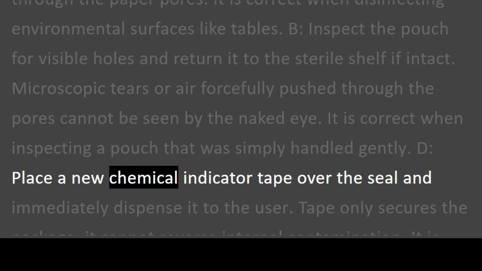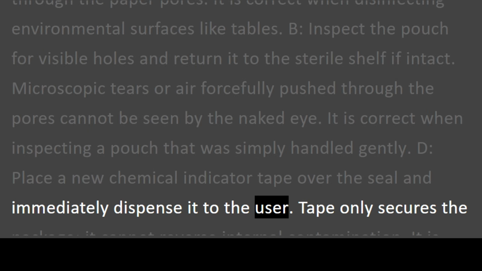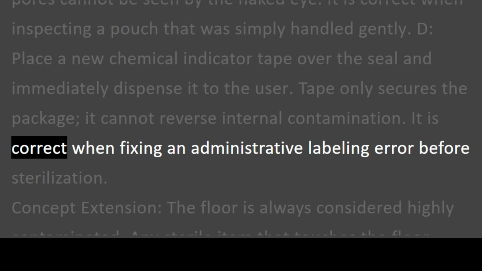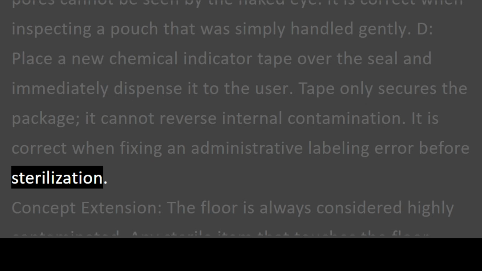D. Place a new chemical indicator tape over the seal and immediately dispense it to the user. Tape only secures the package, it cannot reverse internal contamination. It is correct when fixing an administrative labeling error before sterilization.